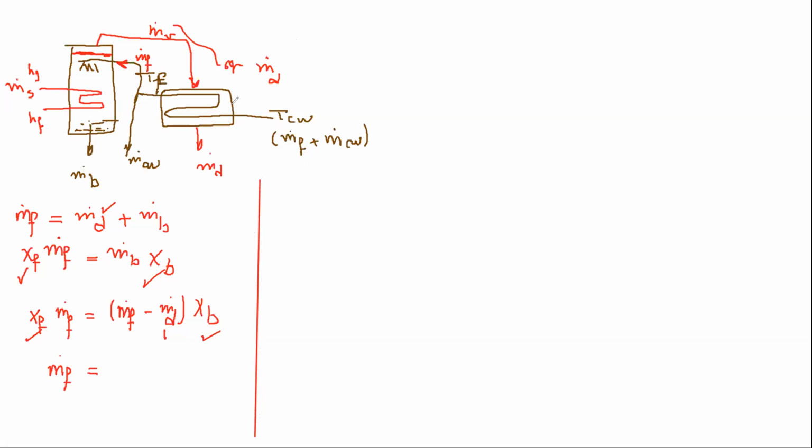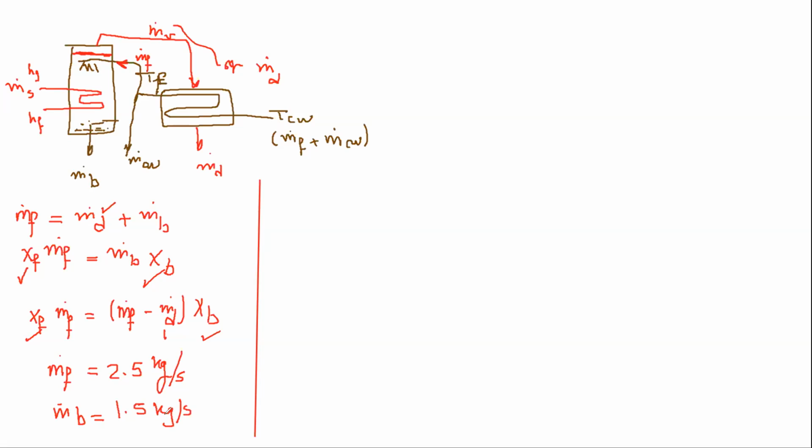Who has a calculator? 2.5 kilogram. 2.5, yes, it is 2.5 kilogram per second. So this is the m dot feed, and definitely the m dot brine will be, based on this equation, this is 2.5, this is 1, so it should be 1.5 kilogram per second.